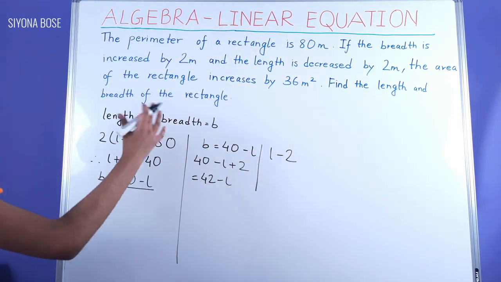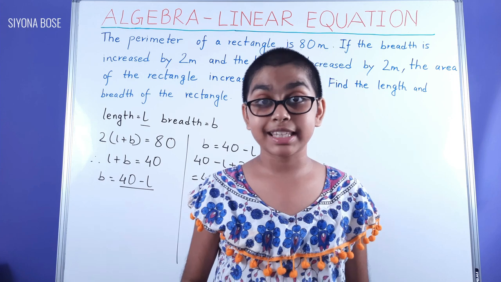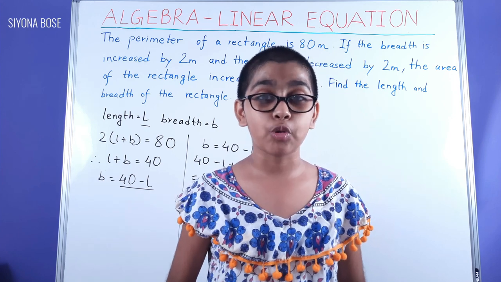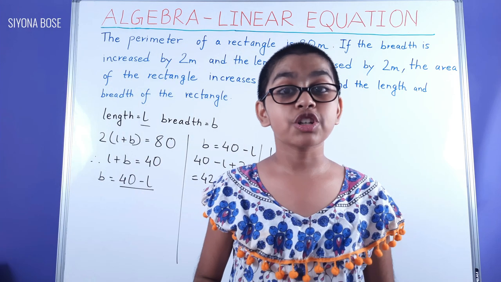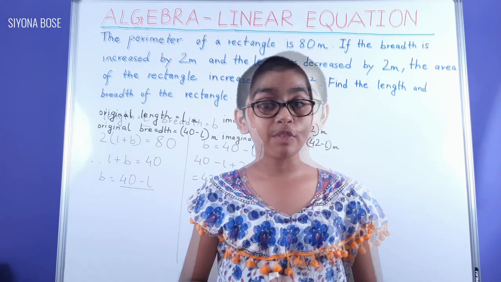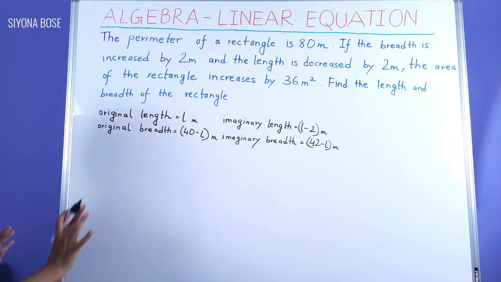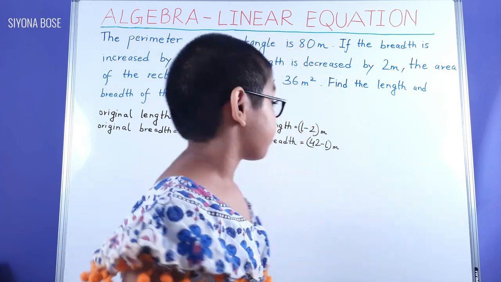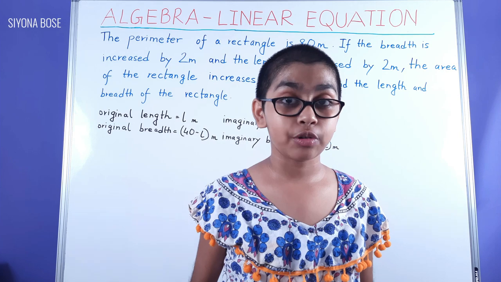The area of the rectangle increases by 36 meters, but before we move on to that part, you may take a look at the board. Moving on to rest of our sum. Move on to forming our equation. Over here, it's mentioned original length and original breadth, and we have the imaginary length and breadth. Let's make an equation now.